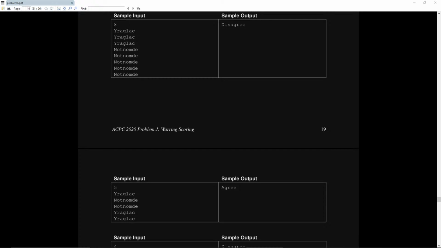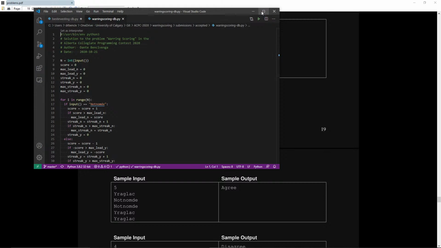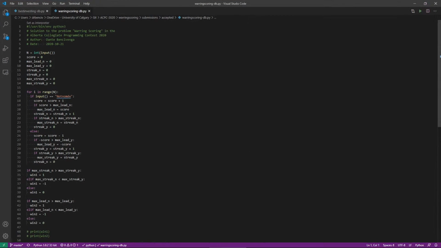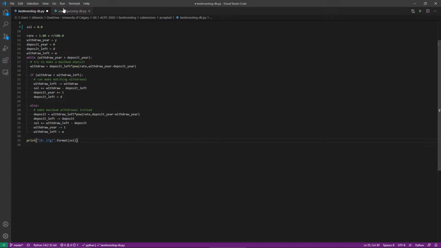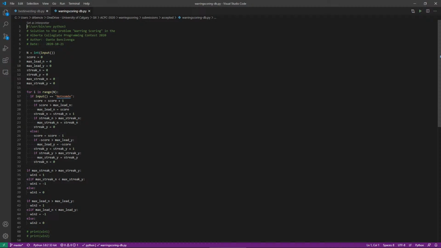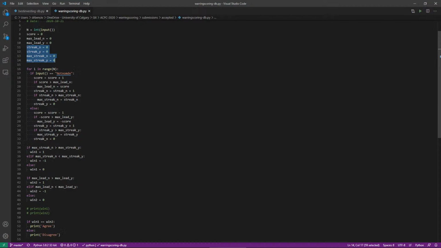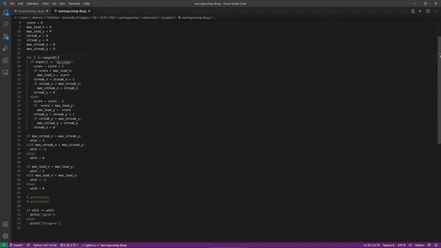You just have to understand what's written and implement it. So if you look at my code, the code itself I think is longer than best investing. Yeah, just because it's a little bit more tedious what's going on. But all I'm doing here is recording what the score is, what the max lead for each player is, and then the current streak and max streak for each player to see what the longest consecutive streak is.